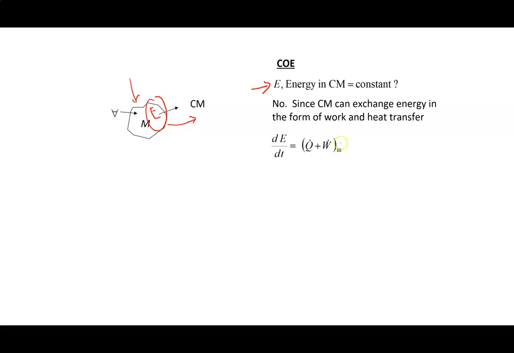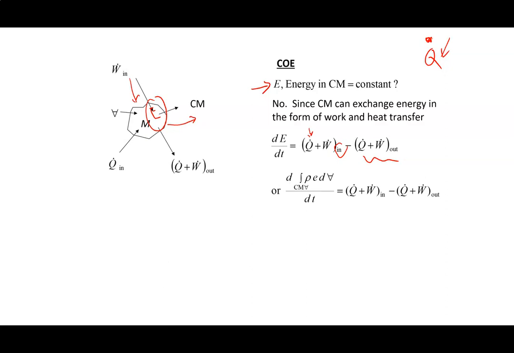So I have Q and W, but I put a dot on top to indicate it's a rate quantity. Whenever I have something like a Q dot, it's per unit time. So Q dot is energy in the form of heat transfer per unit time. Q dot and W dot in, those things will increase the energy inside my control mass. Likewise, if I am extracting energy, then that will reduce the energy inside my control mass. So this is an equation, or statement, for conservation of energy.